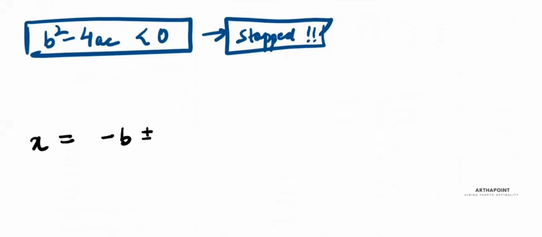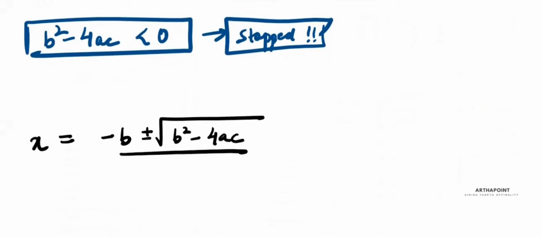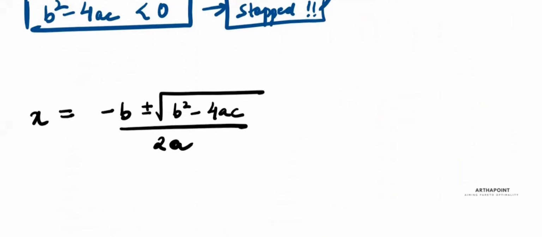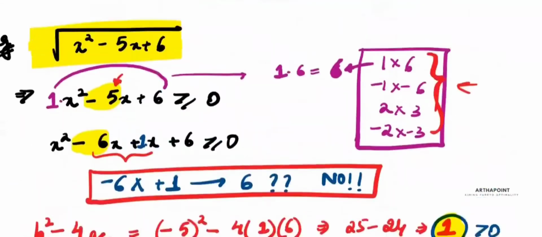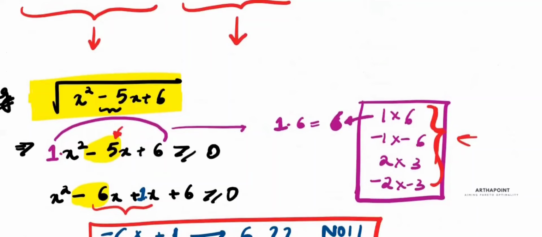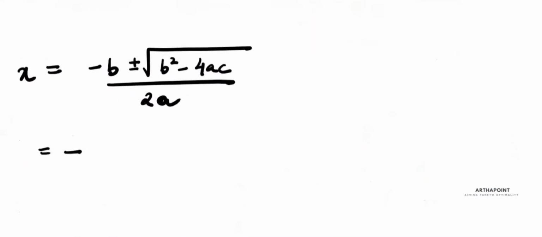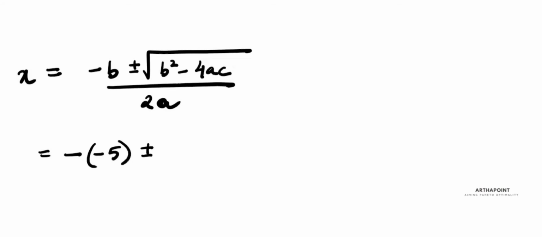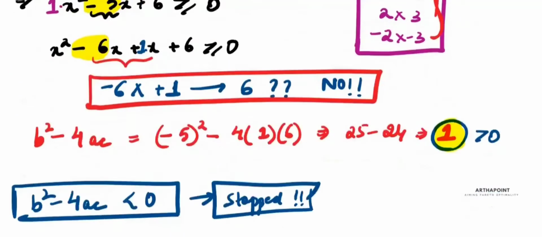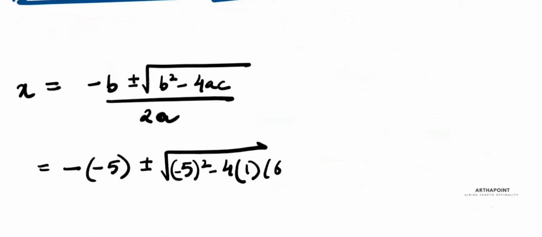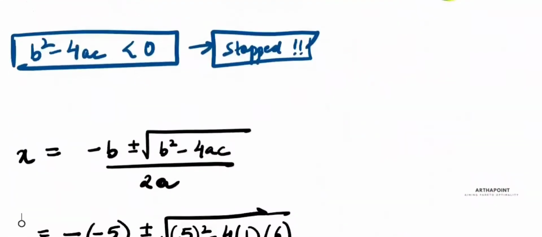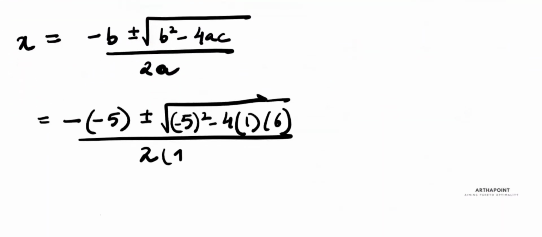So minus b plus minus root b square minus 4ac by 2a. So minus, what is my b in this equation? My b is minus 5. So minus of minus 5 plus minus root. What is b square? Minus 5 whole square minus 4. What is a? A is 1, c is 6. So 1, 6 upon 2. What is a? A is 1. So I get 1 here.